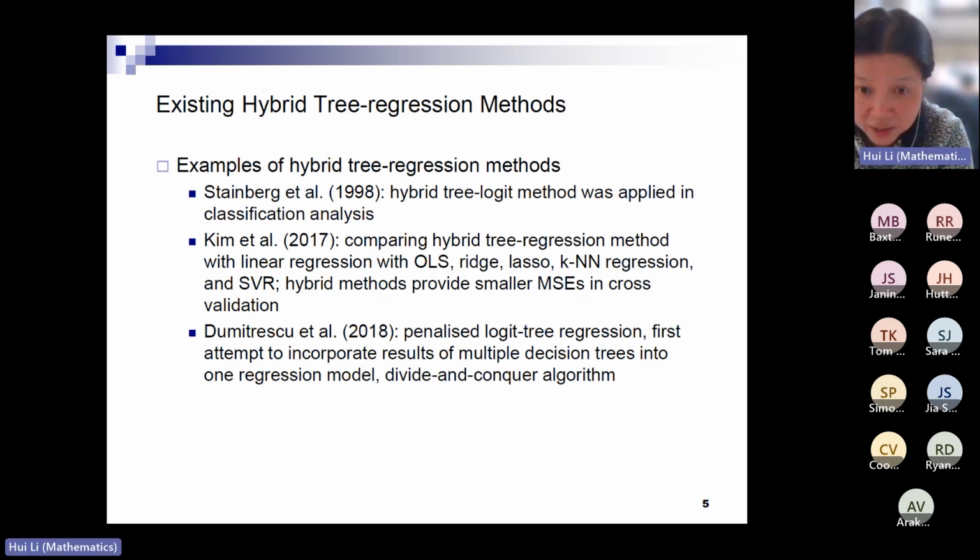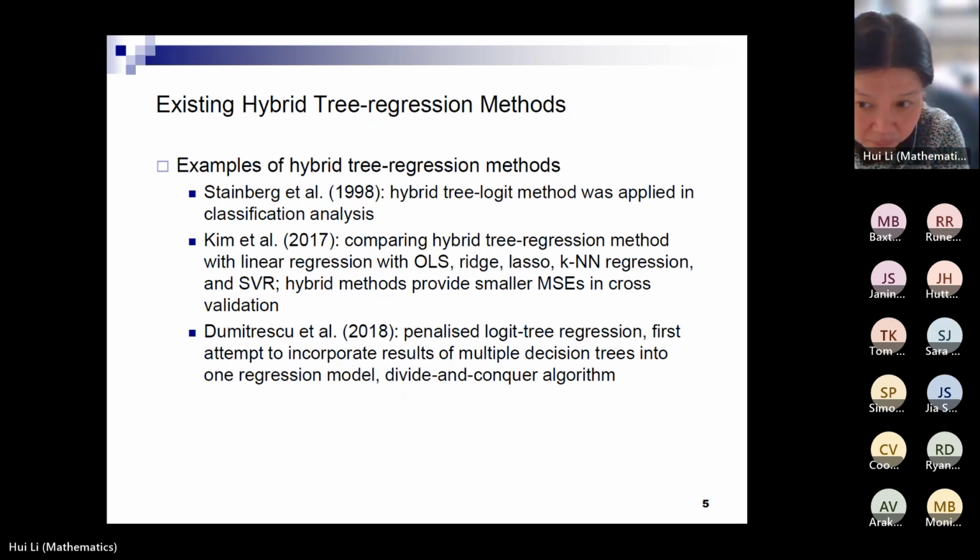So after that, a lot of researchers actually explored this area. We highlighted Kim et al. in 2017. They applied 10 mixed data sets. They concluded that the hybrid tree linear methods outperform linear regression models, including OLS, ridge, lasso regression, and support vector regressions. So they find that the hybrid methods provide smaller mean square errors, MSEs, in cross-validation.